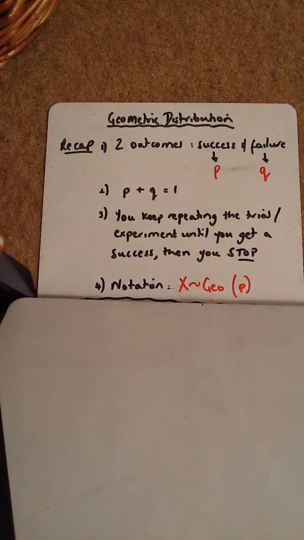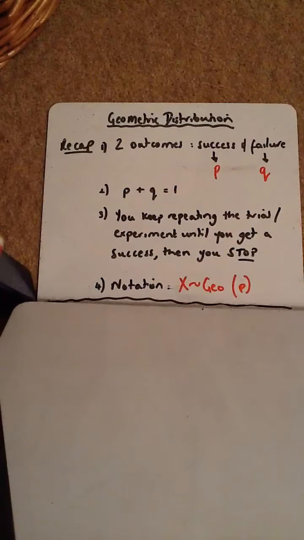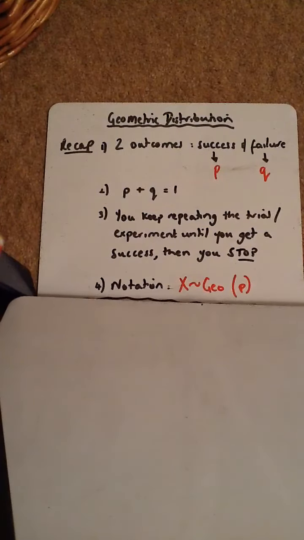So it might be that success is rolling a 6 on a fair die. So if I roll a 1, 2, 3, 4 or 5, even though there are 5 options there, they are all classed as failures. So that's where you get the idea that there are only ever two outcomes. So as I said, recap number 2, the probability of p plus q must equal 1.